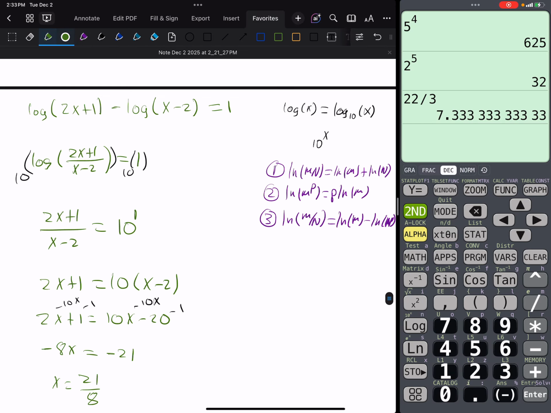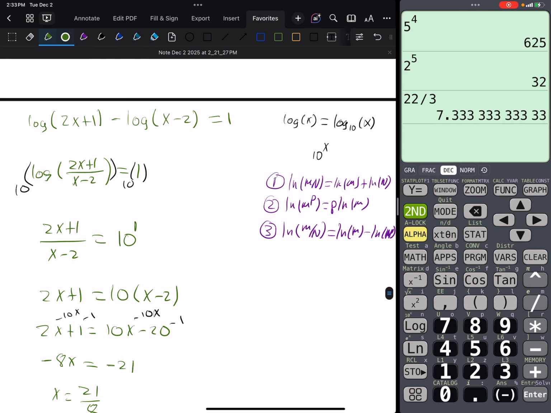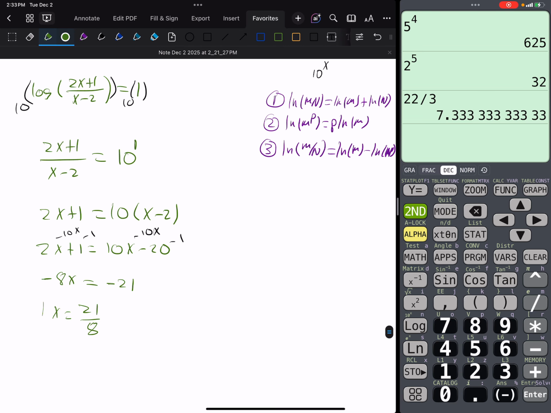And that's positive, and 21 divided by 8 is greater than 2, right? And so that will stay positive, and 21 divided by 8, that will stay positive. And so I've got a good answer within the domain of both of my functions there.